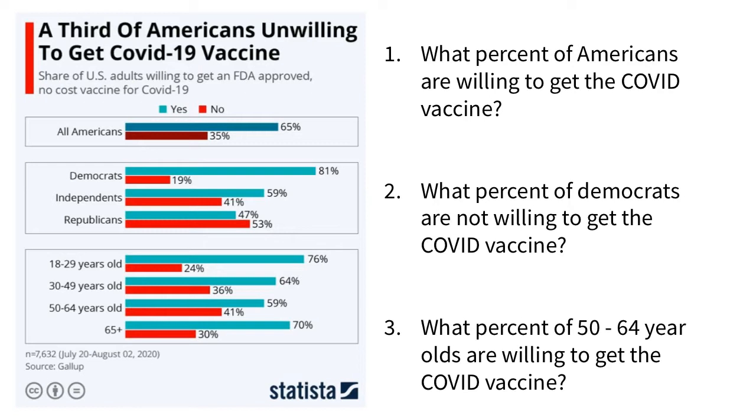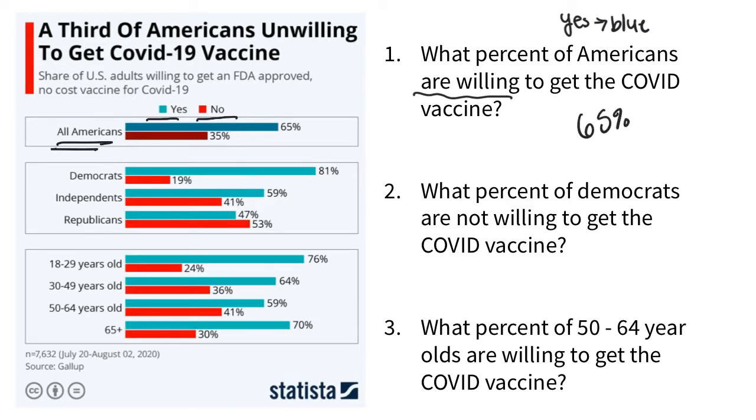So to be able to answer this question, I first need to look at this graph key. So it says yes is the blue and no is red. And this says are willing. So I know I'm going to be looking at the yes category, which is blue. And it says what percentage of all Americans? Well, here's all Americans. I'm looking at the blue line and I see that the answer is 65%.